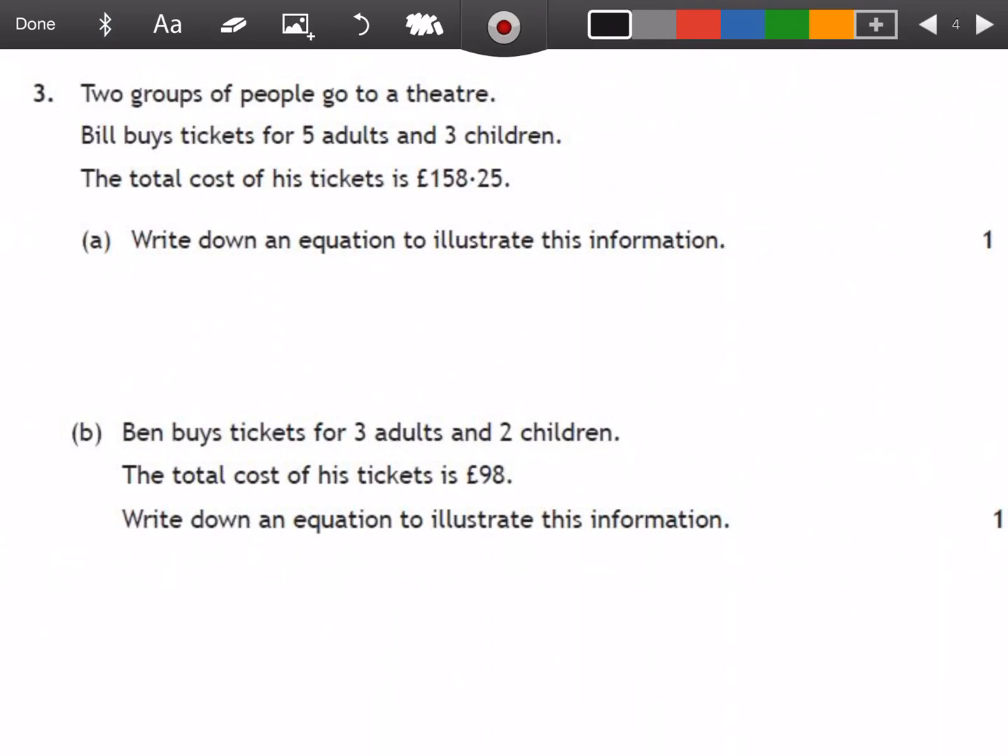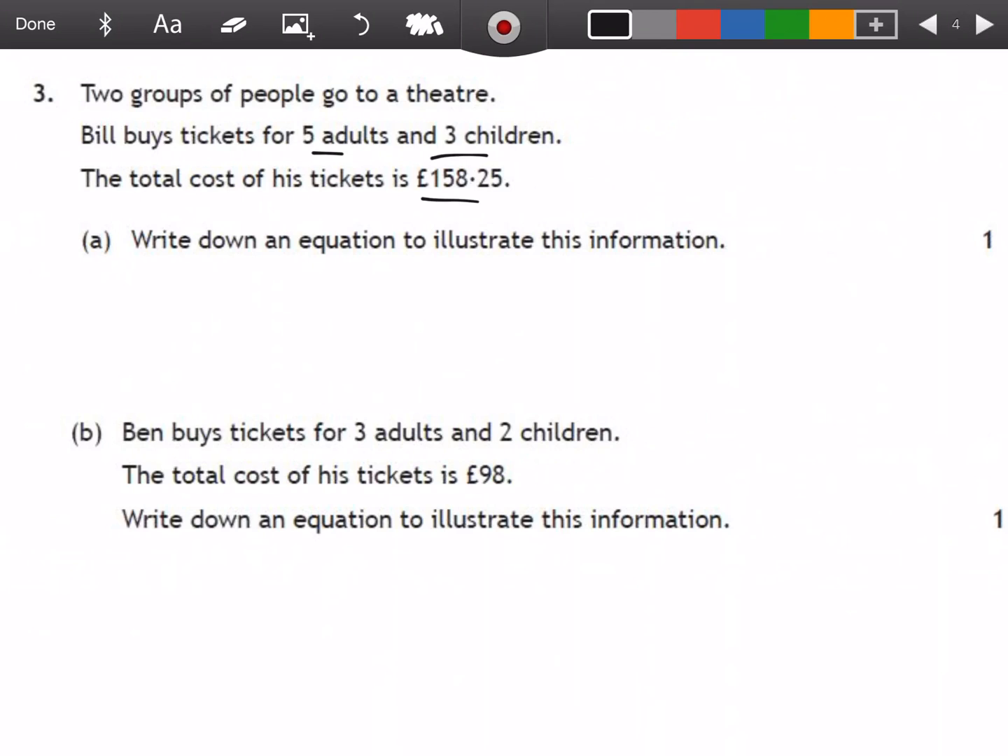Next one, 2 groups of people go to theatre. Bill buys a ticket, 5 adults, 3 children. I hope you can see, or you should be able to identify, what type of question this is. This is a simultaneous equation question. Write an equation to illustrate the information. Right, 5 adults and 3 children, and the total price is this amount.